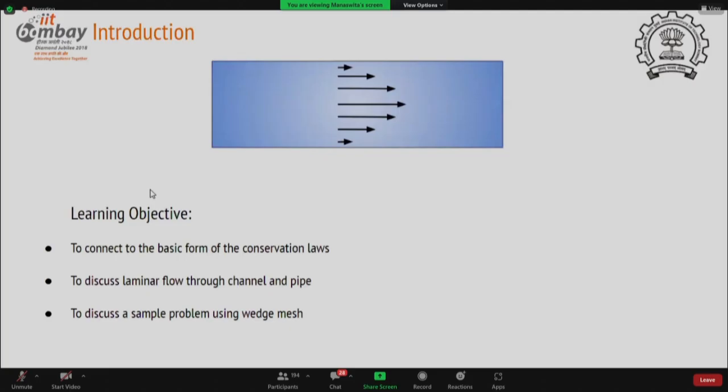Now, the learning objectives are three. One is to connect to the basic form of the conservation laws, to discuss laminar flow through channel and pipe. And the reason I have intentionally taken both problems, channel and pipe, is that the pictorial, schematic representation for both is exactly the same. However, they're different, and I wanted to highlight this point. And then we will discuss a sample problem using a simple wedge mesh. These are the tasks for this session.